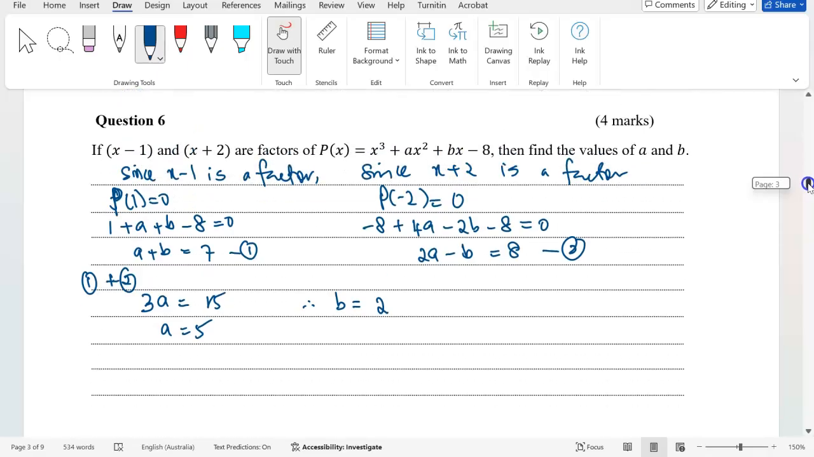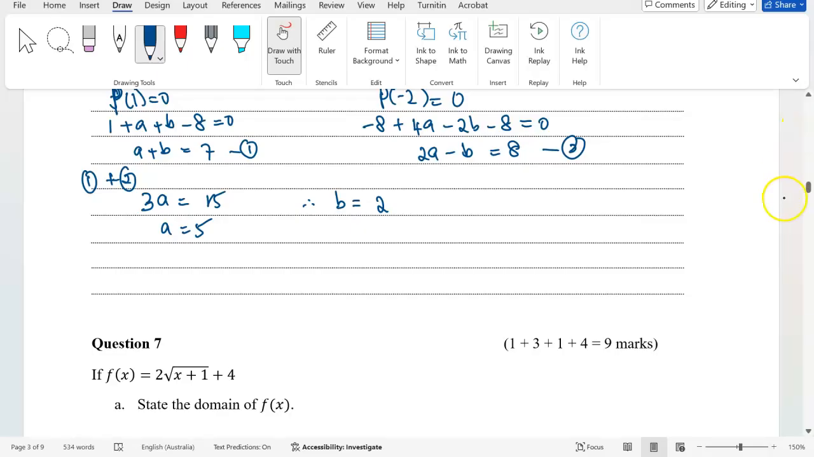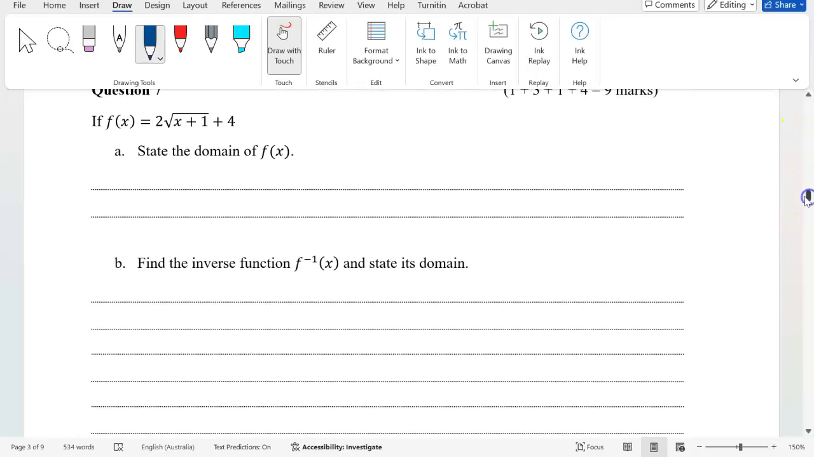This question is quite important. Can you also use your Casio to solve for the simultaneous equation? Now this is a surd function, so for the domain, you must know whatever is inside the square root should be greater than or equal to 0. So you should say that x plus 1 should be greater or equivalent to 0. So your domain is x must be greater or equivalent to -1. Okay, they just ask you to state the domain.